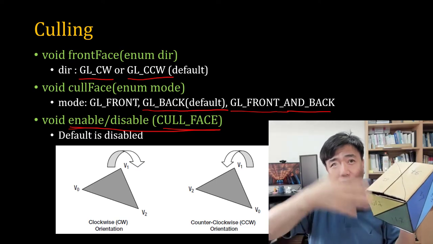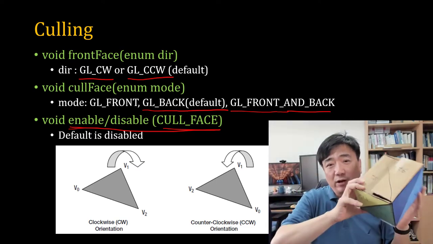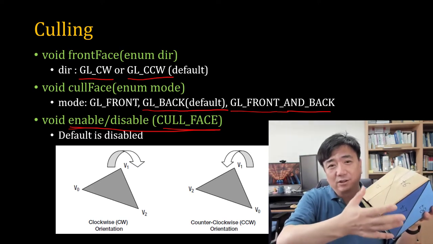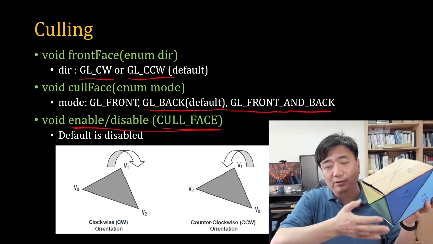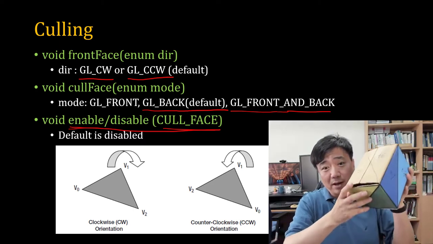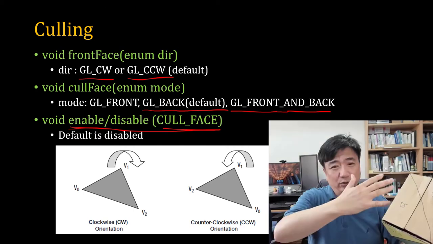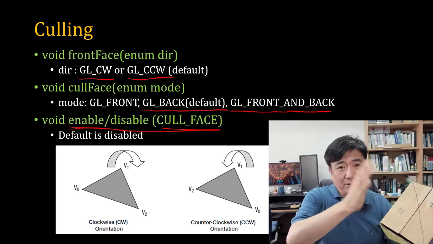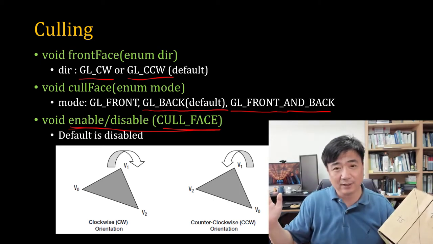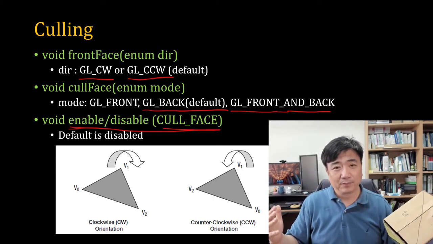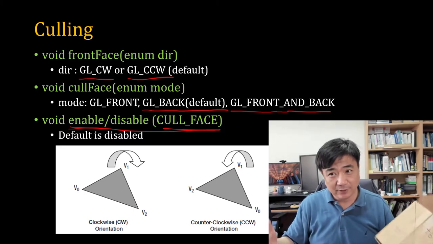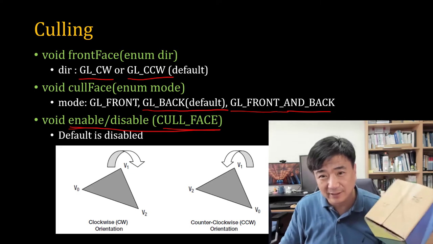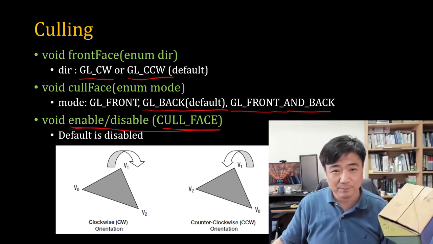Before we turn on culling, we need to process 12 triangles, but we need just the six-triangle processing to visualize this box. So we can eliminate triangles after the culling test. After calling the test, we can eliminate something, so we can achieve better performance. Okay, so I will show you how we turn on the culling and how you can control that.